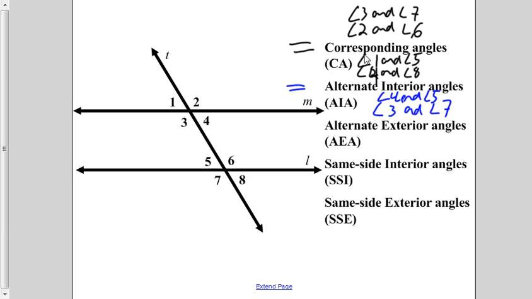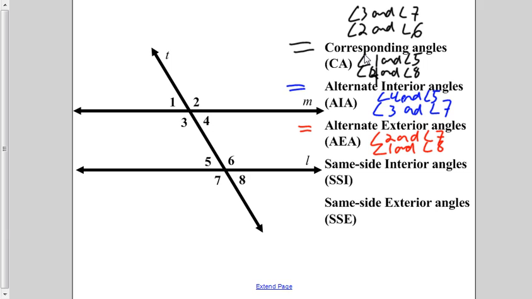One of the examples I heard for interior angles that was very close was 2 and 7. And those are alternate exterior angles. What's the other alternate exterior angle? 1 and 8. And these are also equal to each other.